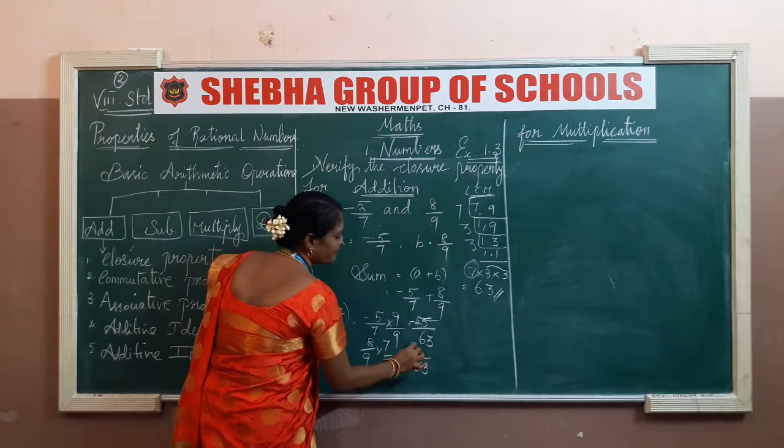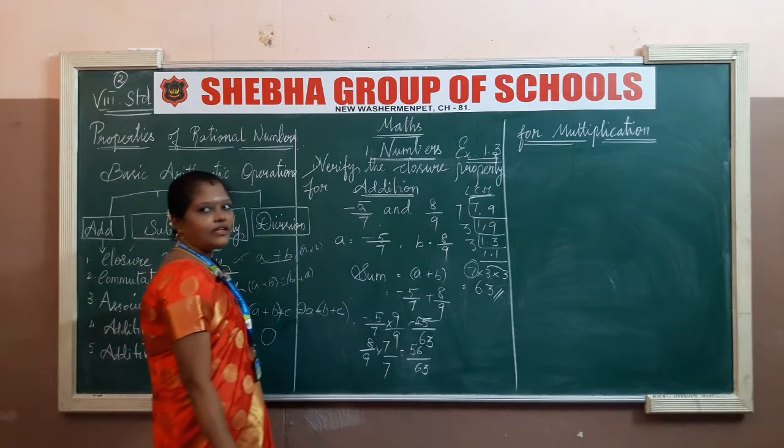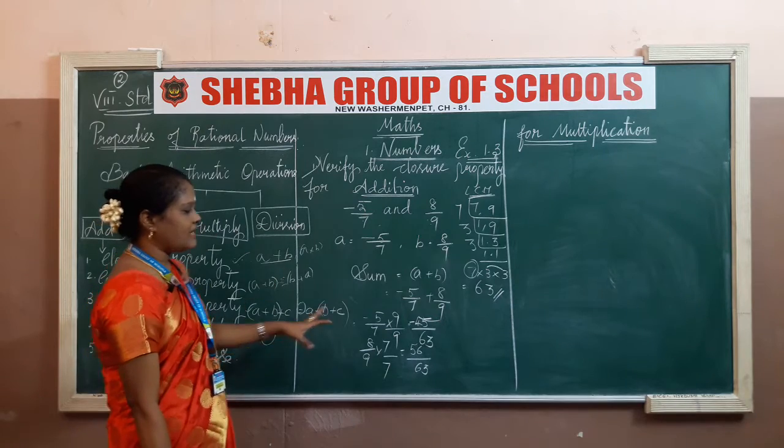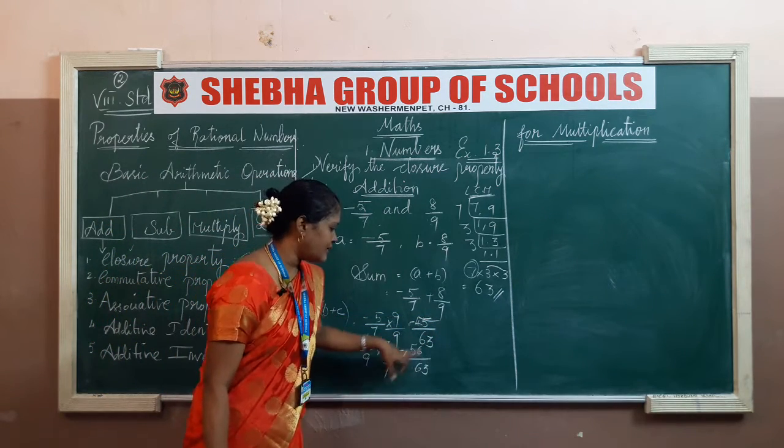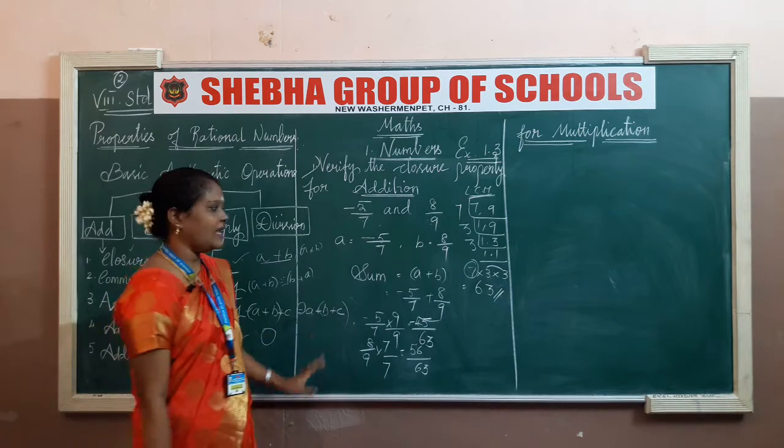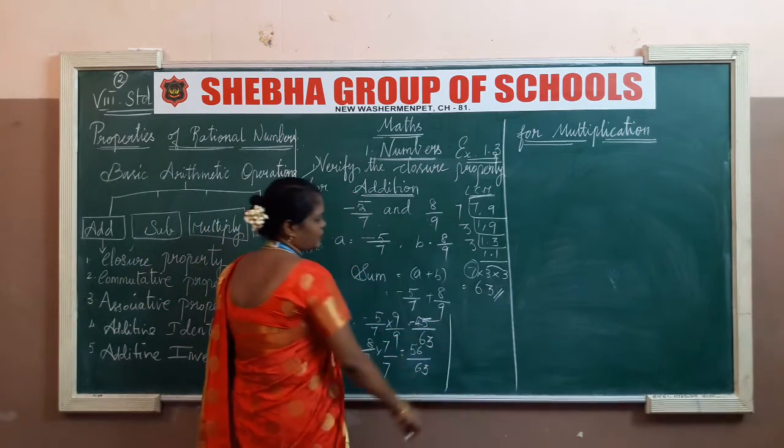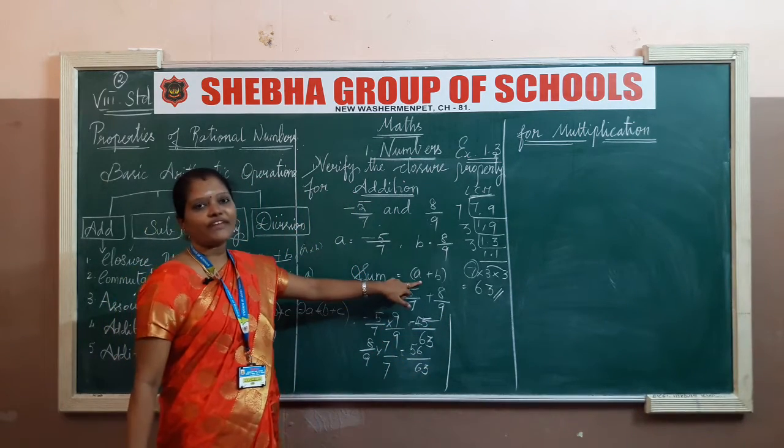7 8s are 56, isn't it? So, to confirm, I make both numbers have the denominator 63. Now, what should I do? I should add the two rational numbers.